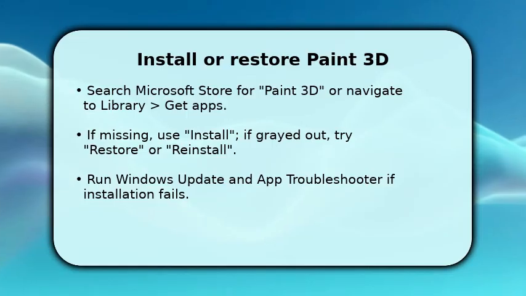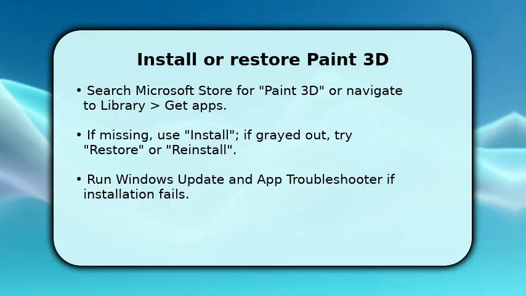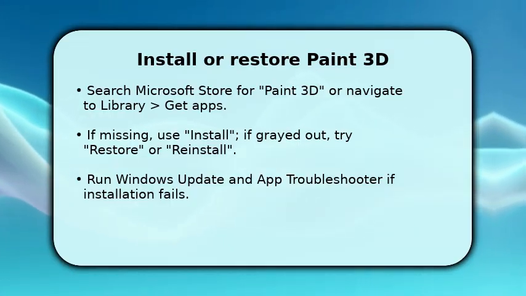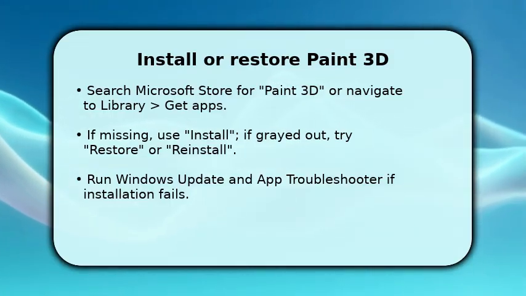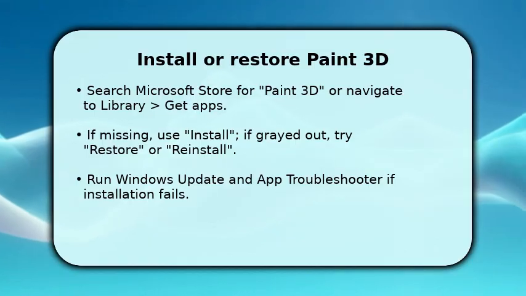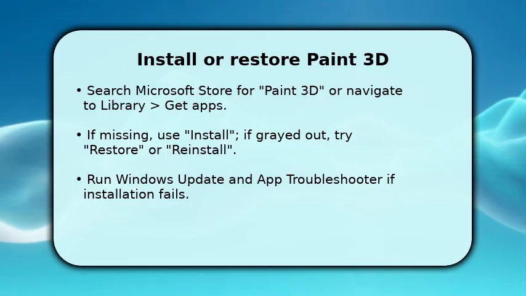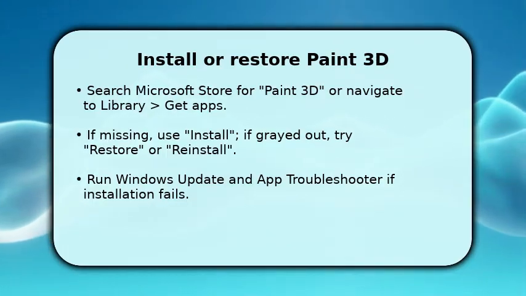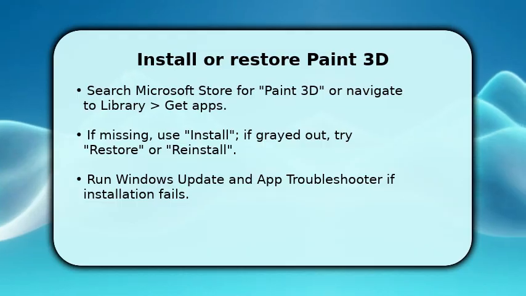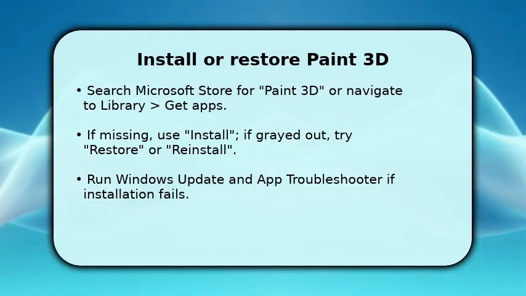You now search the Microsoft Store for Paint 3D and select its app page. Press Install to start. If the button is grayed out, click Library, then Get Apps or select Restore/Reinstall to re-register the app. When installation stalls, run Windows Update to bring system components current and then run the Windows Store Apps Troubleshooter. This fixes permissions and cache issues. Make sure to restart the Store app between attempts. These steps repair missing dependencies and complete the install process reliably.